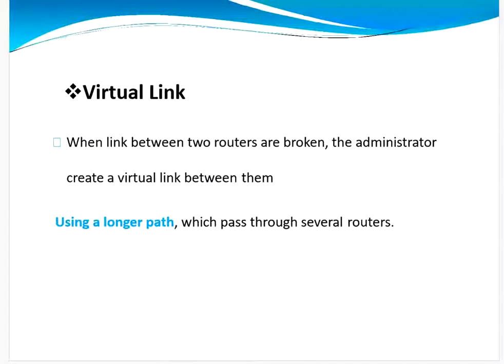Now we have to see the last link used by the OSPF protocol, the virtual link. When the link between two routers is broken, the administrator creates a virtual link between them. This type of link is called a virtual link.